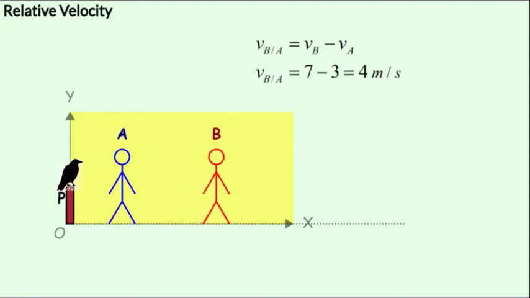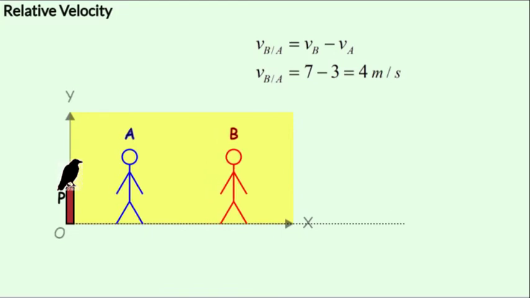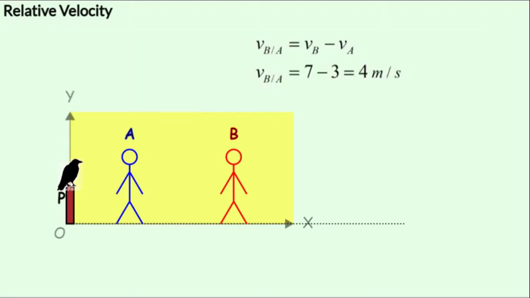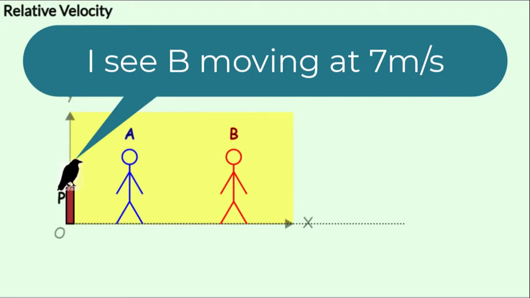The relative velocity of B with respect to A, or VB with respect to A, is VB minus VA, and we are given VA as 3 meters per second and VB as 7 meters per second. So substituting in the formula, we obtain VB with respect to A as 7 minus 3, or 4 meters per second. This means that A feels as if B is moving further away from himself at the rate of 4 meters per second. But according to the bird, B is moving at a much faster rate of 7 meters per second.